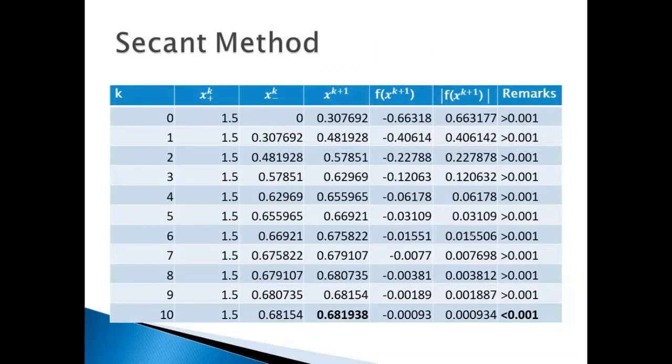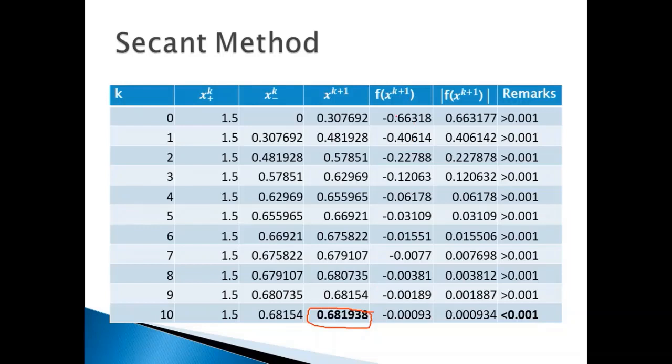These ones here are still greater. Again, when we say 0.001, there should be three zeros before the 1. So this one has three zeros before the 9. This is already less than 0.001. So, therefore, this is our answer. And this is the root.